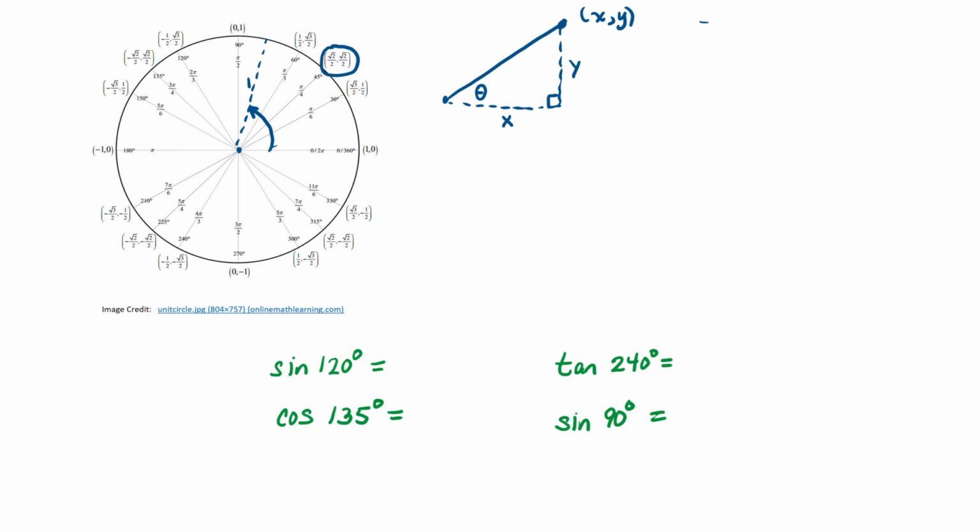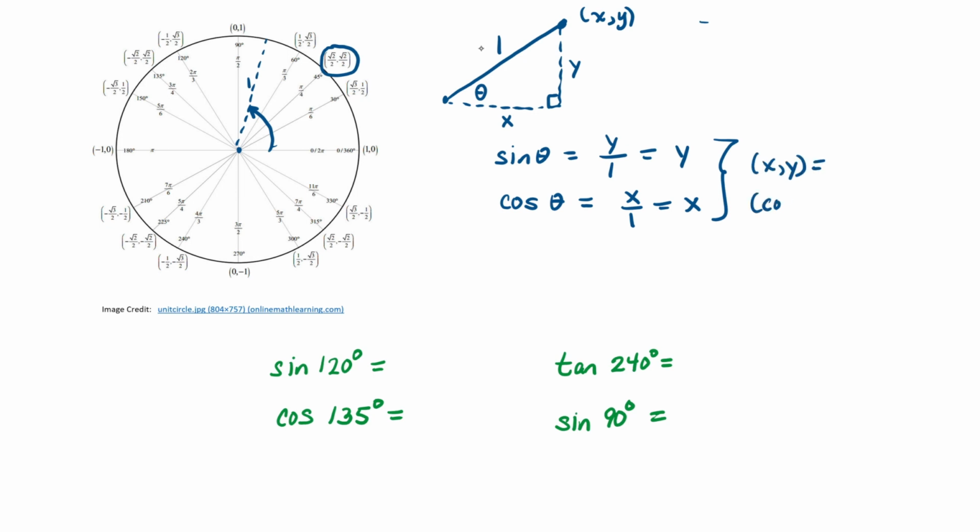So looking at the three basic trigonometric functions, we know that the sine of theta is y over, remember this side is 1, so that's just y. So the y coordinate of the point is the sine of the angle that corresponds to it. Cosine of theta is the adjacent side divided by the hypotenuse, so that's just x. So that means right there that the actual coordinates tell us the cosine of the corresponding angle and the sine of the corresponding angle. Cool.